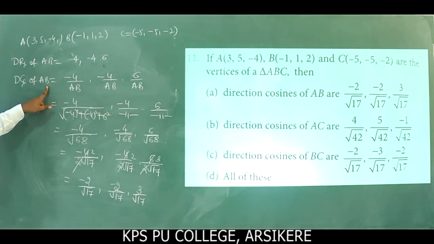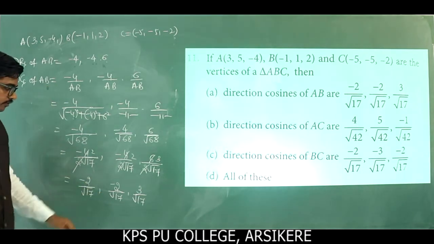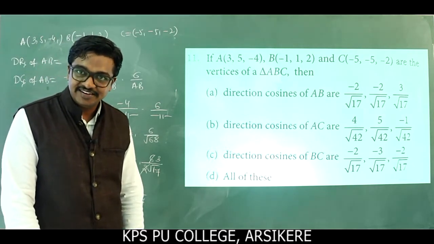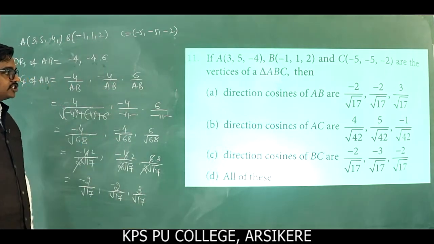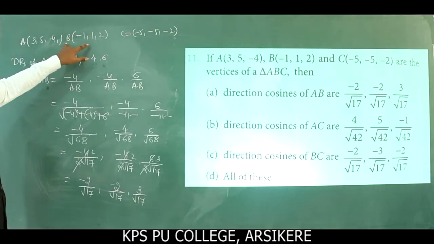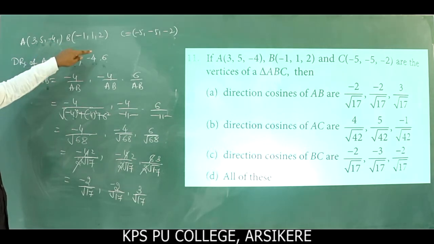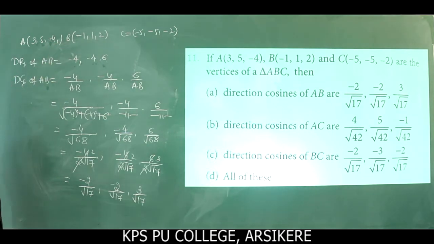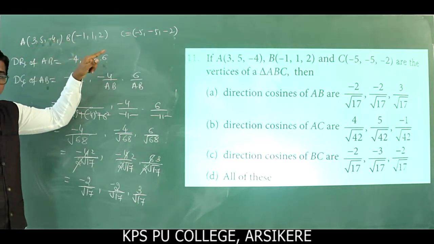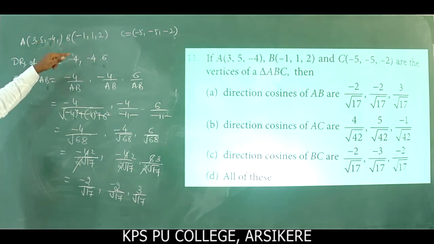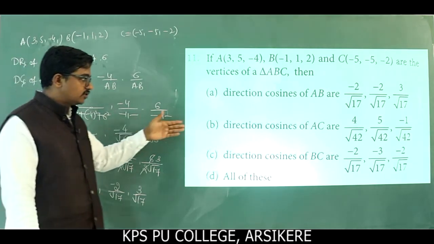Direction cosines of AB are -2 divided by root 17, -2 divided by root 17, and 3 divided by root 17. Understood, children? Similarly, if you want to find the direction cosines of AC, for A and C, -5 minus 3 is -8, -5 minus 5 is -10, and -2 minus that becomes +2. The distance of AC comes to root 42. Hence you can find the direction cosines of AC yourself, following the same method as for AB. Option B is also a right answer here.